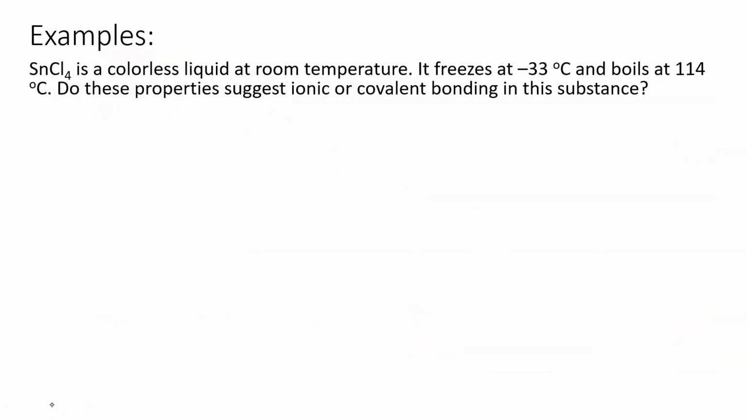Let's do a couple examples. SnCl4 is a colorless liquid at room temperature. It freezes at negative 33 degrees Celsius and it boils at 114 degrees Celsius. Do these properties suggest that it's ionic or covalent? Do we have ionic or covalent bonding in the substance? Think about it for a little bit.